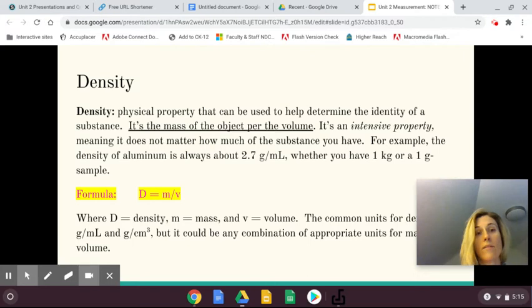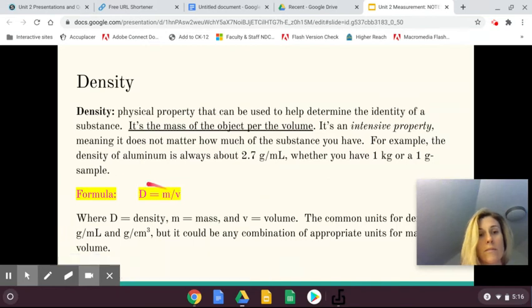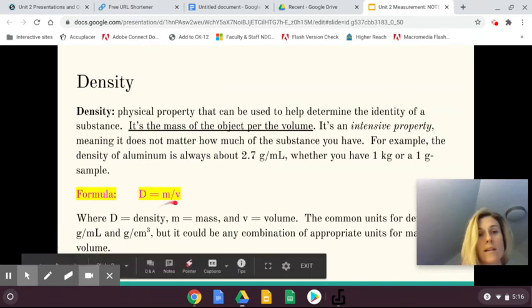You can have 1 kilogram of aluminum or 1 gram, and the density should remain the same at 2.7 grams per mil. So here's the formula that I would highlight or box. Density is mass over volume. D is density, M is mass, and V is volume.